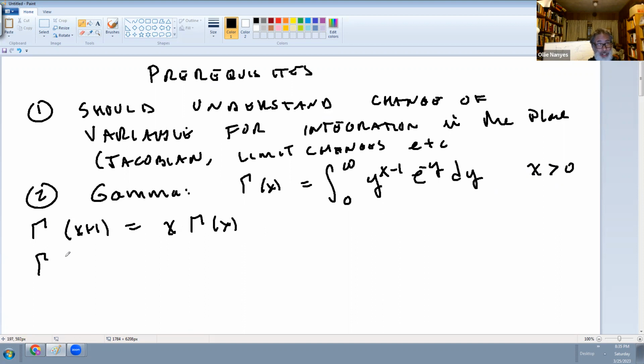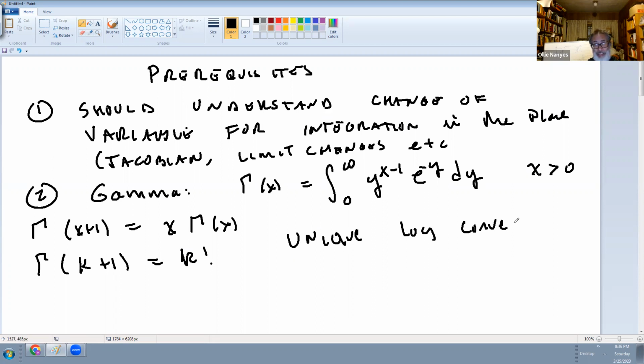The second thing to note is that if k is an integer, that's going to be k factorial. And it's the unique logarithmically convex extension of factorial from the integers to the positive real numbers.